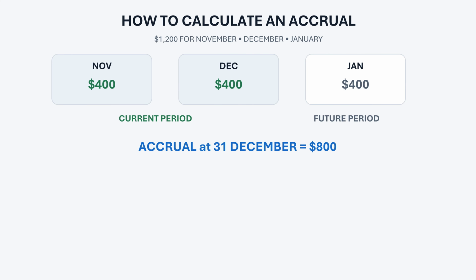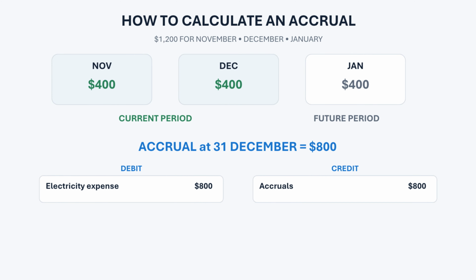We estimate that the electricity cost for November, December, and January will be $1,200 and assume the cost is spread evenly across those 3 months. That's $400 per month. November and December belong to this accounting year. 2 months multiplied by $400 gives us an expense of $800 for the current period. January belongs to the next accounting period.